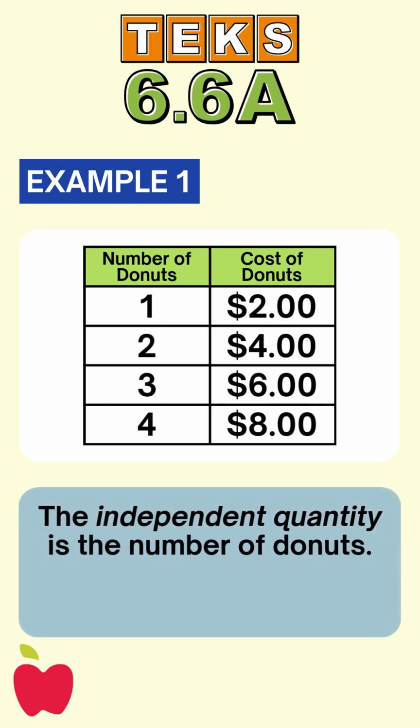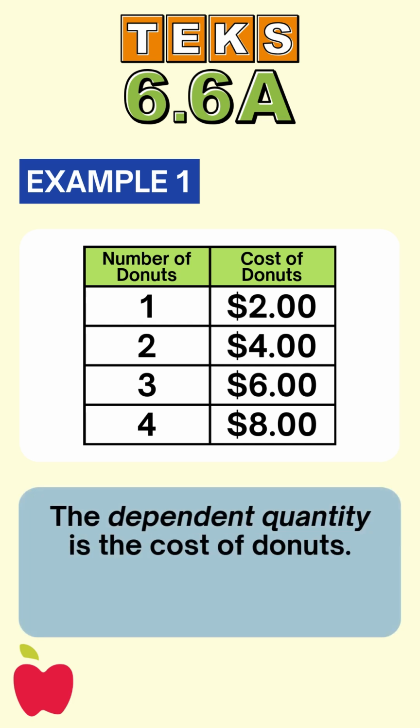The independent quantity here is the number of donuts. That's something you can decide on, whether you want 1 donut, 2 donuts, or 3 donuts. So the number of donuts, 1, 2, 3, 4, is the independent quantity. The dependent quantity is the cost of those donuts. The cost depends on how many donuts you decide to buy.